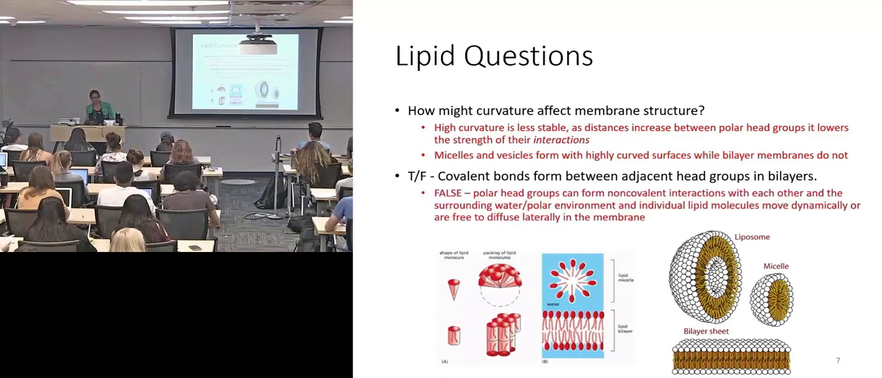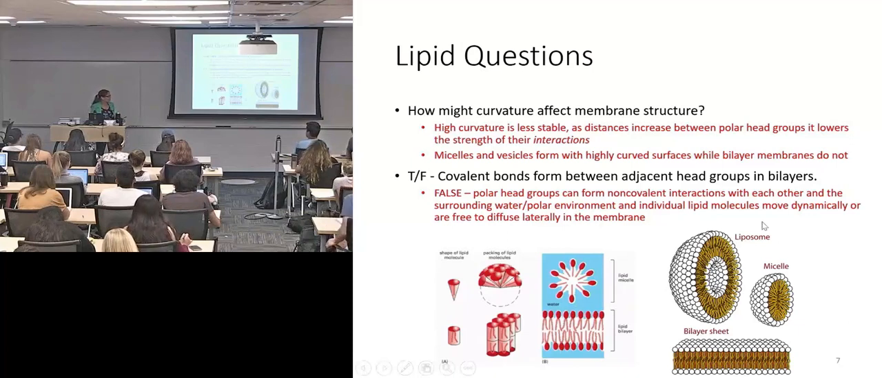False, great. Okay, so the polar head groups are making non-covalent interactions, some sort of electrostatic interaction, maybe a true hydrogen bond, any of those non-covalent options. They're also going to be interacting with the water and the polar environment around it. Okay? And the reason we don't have a true covalent bond is that these lipid molecules are moving dynamically. They're free to diffuse laterally in the membrane.